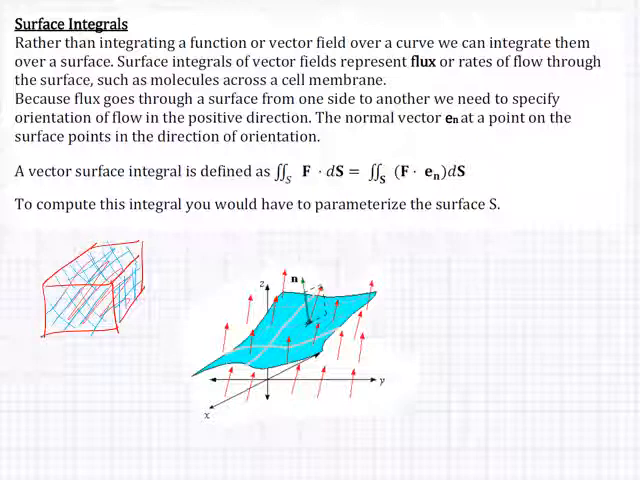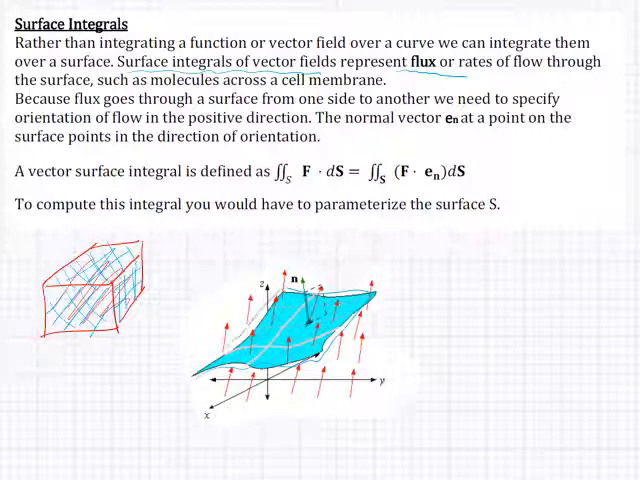So let's say we wanted to integrate a vector field over a surface. We want to do a surface integral for vector fields. What that really represents is what we'll call flux. It's basically the rate of flow through the surface, such as molecules through a cell membrane. Think about water molecules through skin. Here's a picture of a surface, and you have a vector field traveling through that surface. Essentially, we would talk about the flux, or the rate of flow through this surface in this vector field.